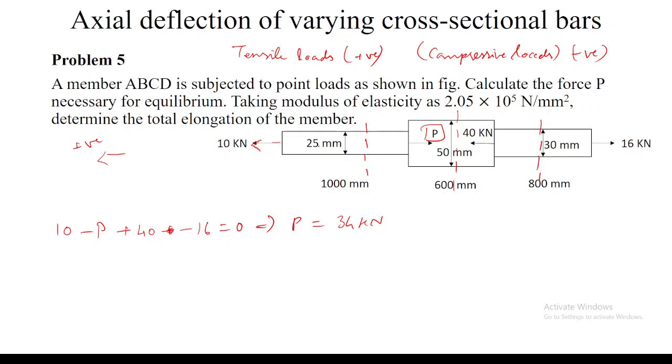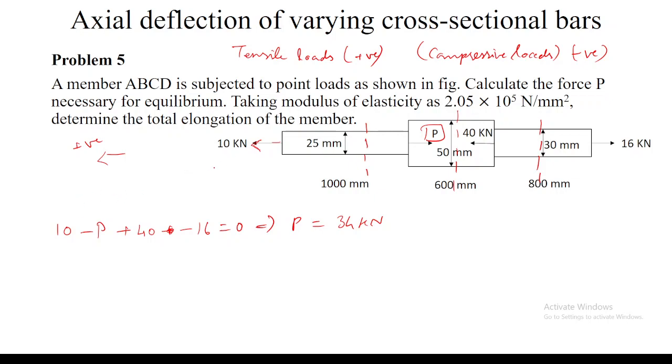Whatever the direction of force which is opposite to this 10 kilonewton, I will take it as a negative value, because I assumed this 10 as a tensile load for this member one. So whatever the direction which is opposite to this 10 kilonewton, I will take it as a negative value. Is the sign convention clear, or should I repeat it?